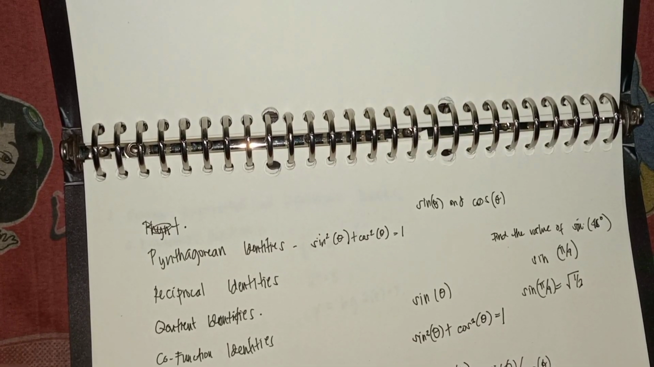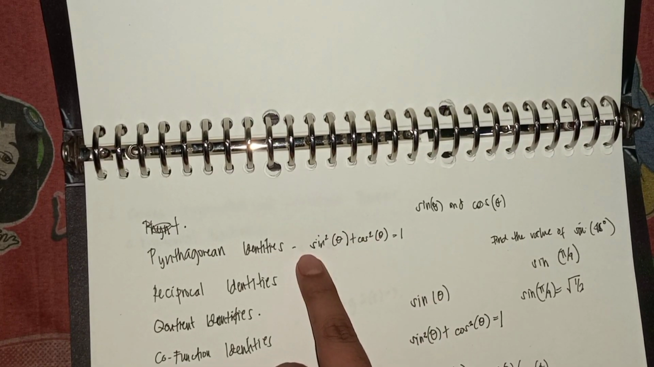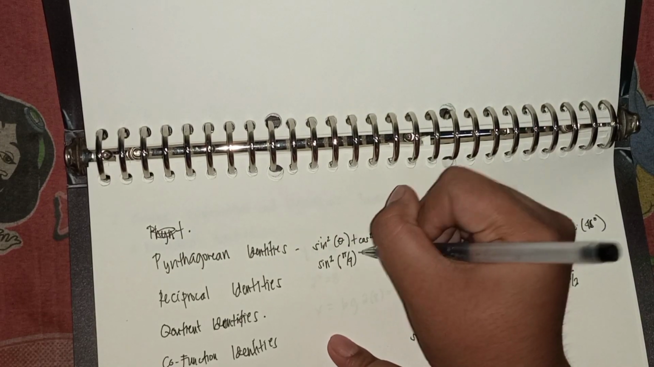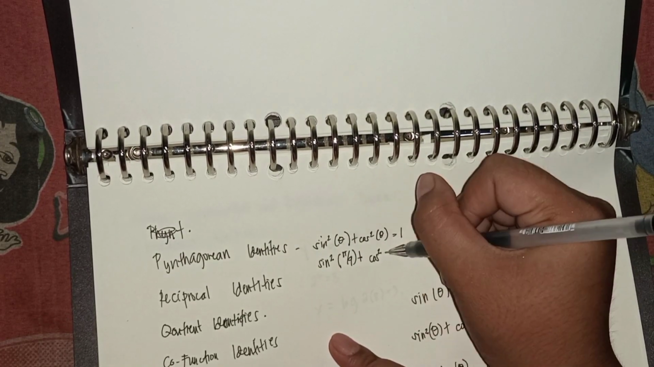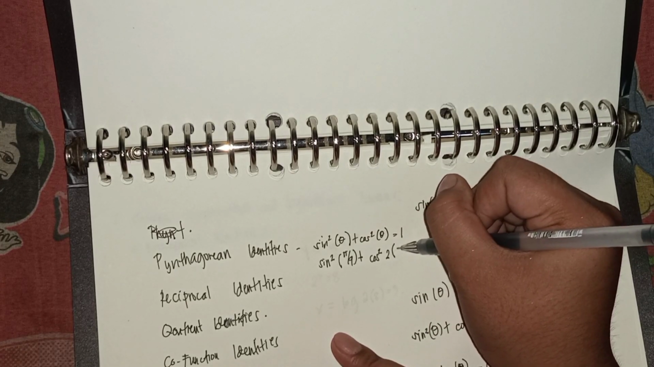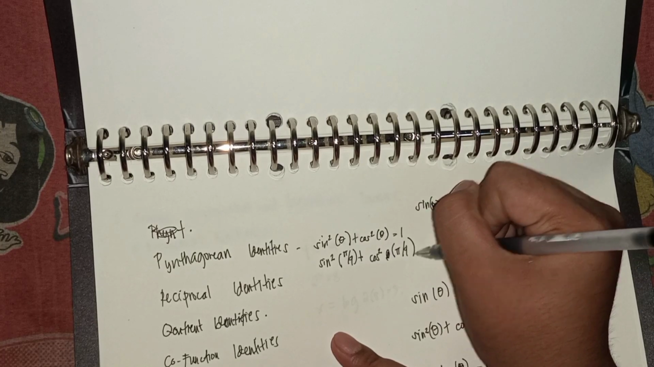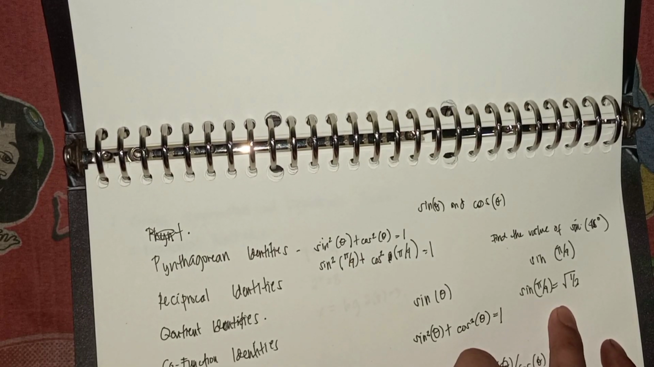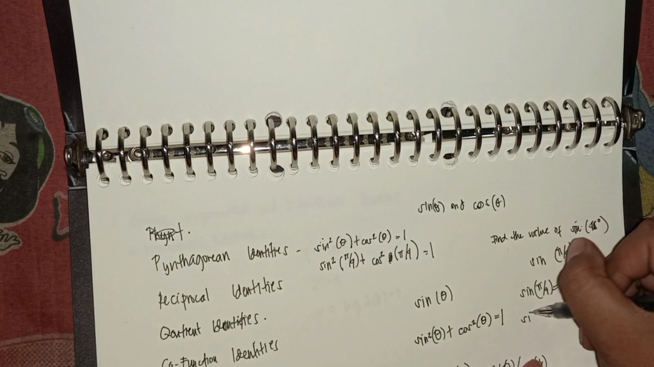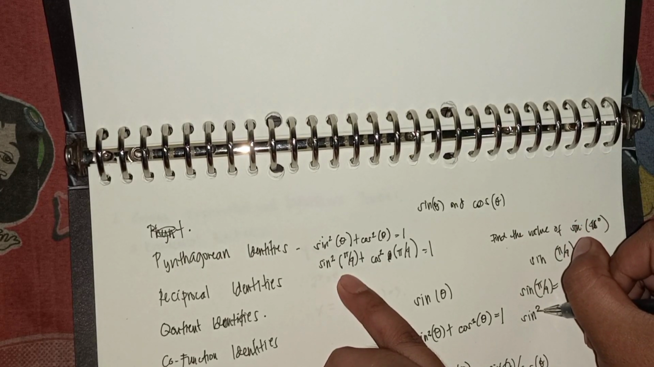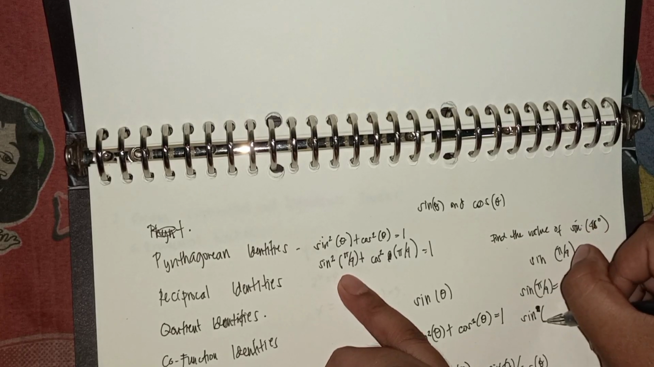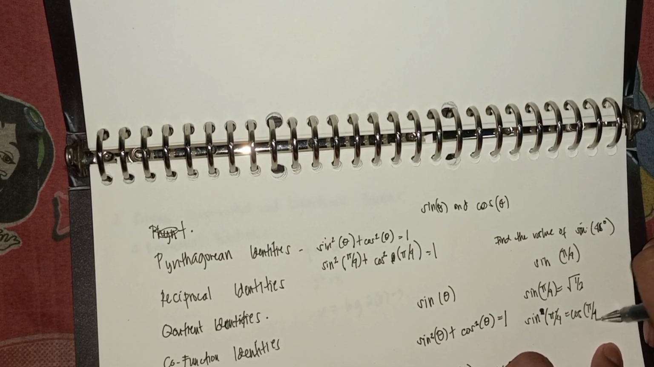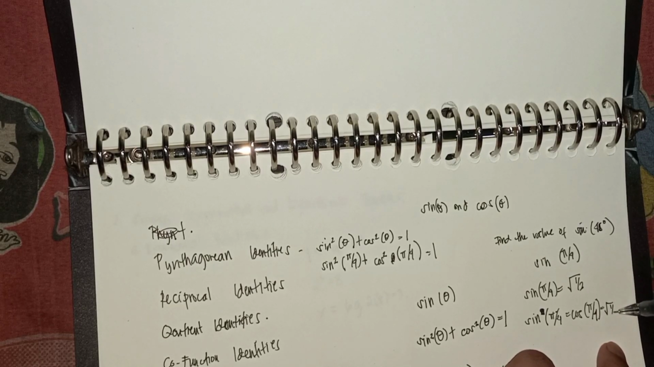Here we use the Pythagorean identity sine squared pi over 4 plus cosine squared pi over 4 equals 1, which gives sine pi over 4 is equal to cosine pi over 4, and is equal to square root of 1/2.